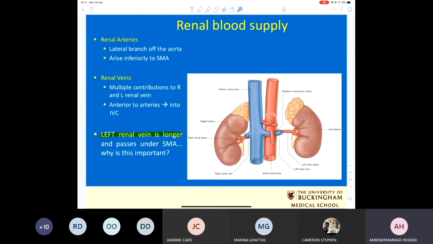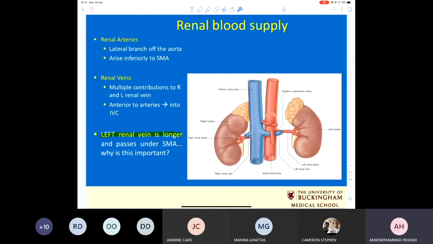So first of all, let's talk about the arterial supply of the kidney. This is the aorta, the abdominal aorta. They also call it the big red. It gives 2 branches off of it, one to the left kidney and one to the right kidney. The left one is called the left renal artery, and the right one is called the right renal artery.